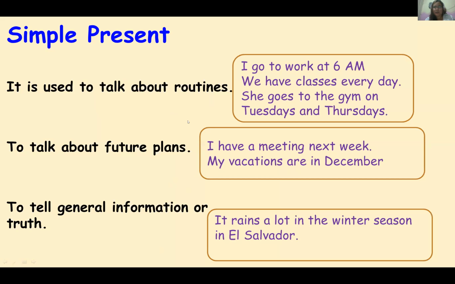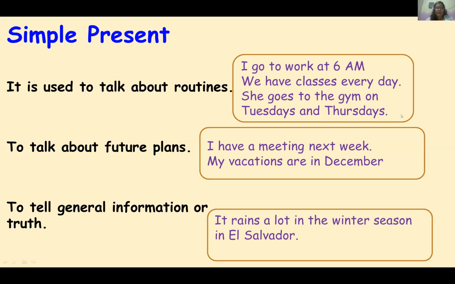But look at the other one. We have more uses for the simple present. Can you help me, please, Eunice, to read the second use? To talk about future plans. I have a meeting next week. My vacation is in December. Thank you. We are talking about future plans. So I can use the simple present to talk about the future. You just need the time expression in the future, which in this case is next week in the first example, and in December in the second example, right? So you can use the simple present to talk about those plans.